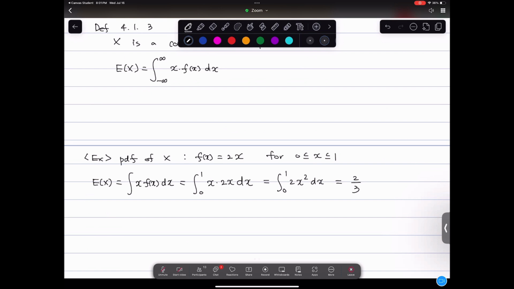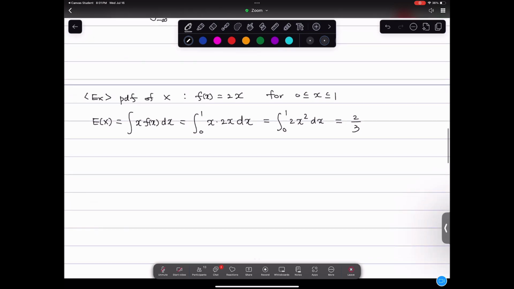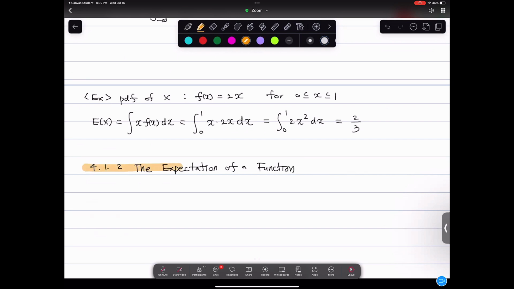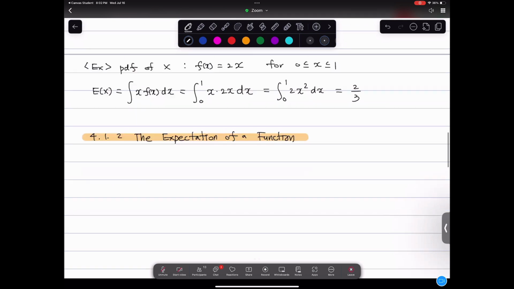All right, let's get one more thing that I should be kind of done with, and for you to do the rest of it. So let's go to 4.1.2, which is the expectation of the function. So let's get the theorem right away.